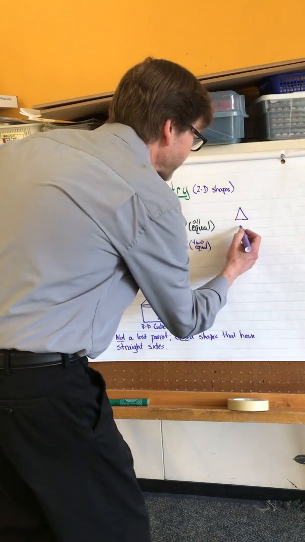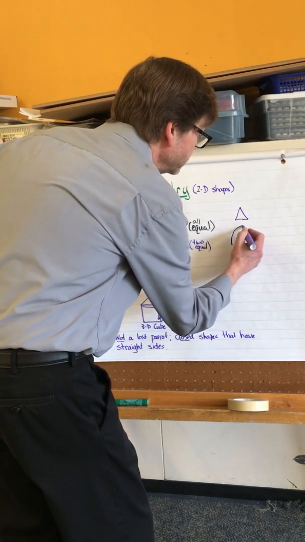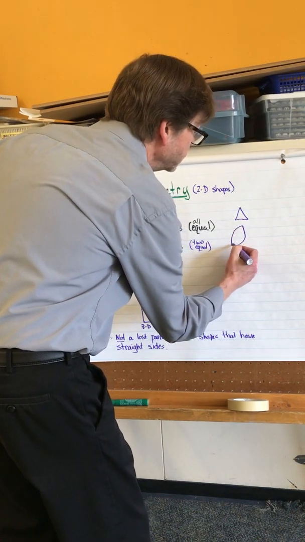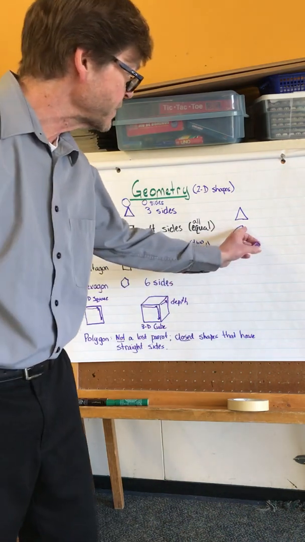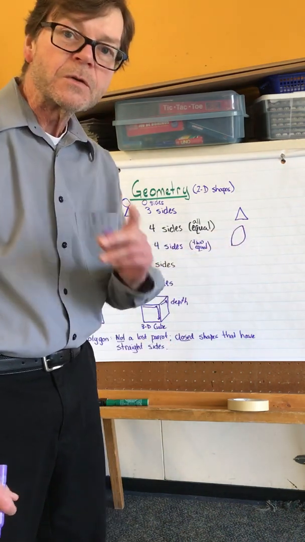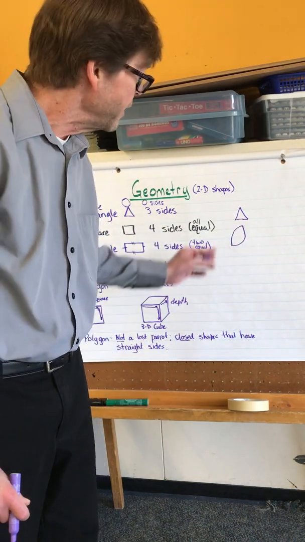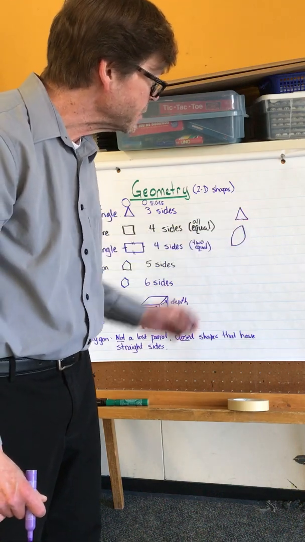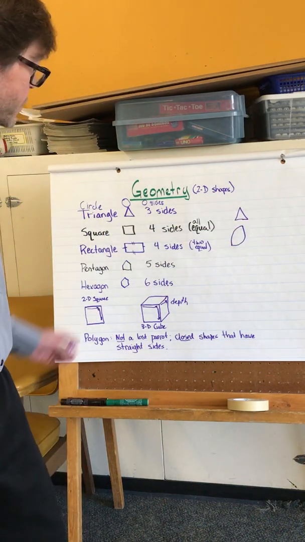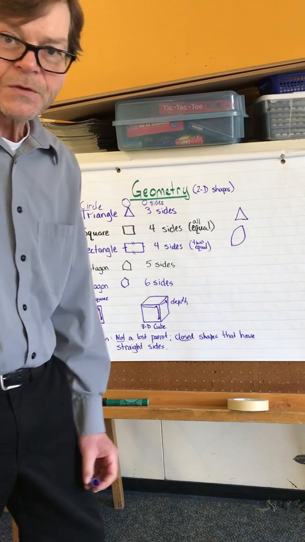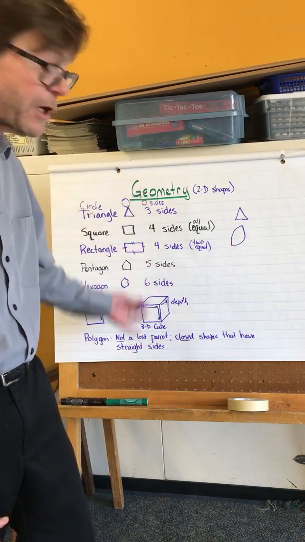Here's an example of something else that can't be a polygon. It's closed, but it has curved sides, so it cannot be a polygon. It has to have straight sides to be a polygon. All right, there's your geometry lesson. Go ahead and answer those questions now. I hope I covered them all for you.